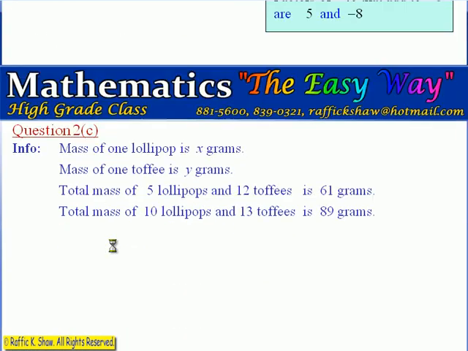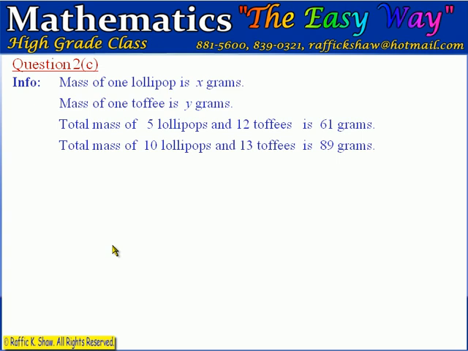Let's move down now to part C of question 2. Now part C tells us of a store that packages lollipops and toffees for sale, and we are told that the mass of 1 lollipop is x grams, the mass of 1 toffee is y grams, and that the total mass of 5 lollipops and 12 toffees is 61 grams, and that the total mass of 10 lollipops and 13 toffees is 89 grams. And we are required in part 1 to write 2 equations to represent the information above.